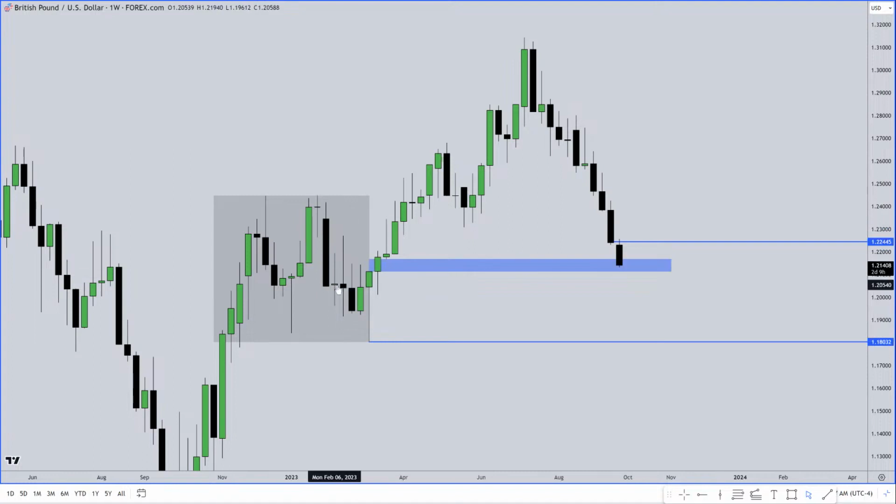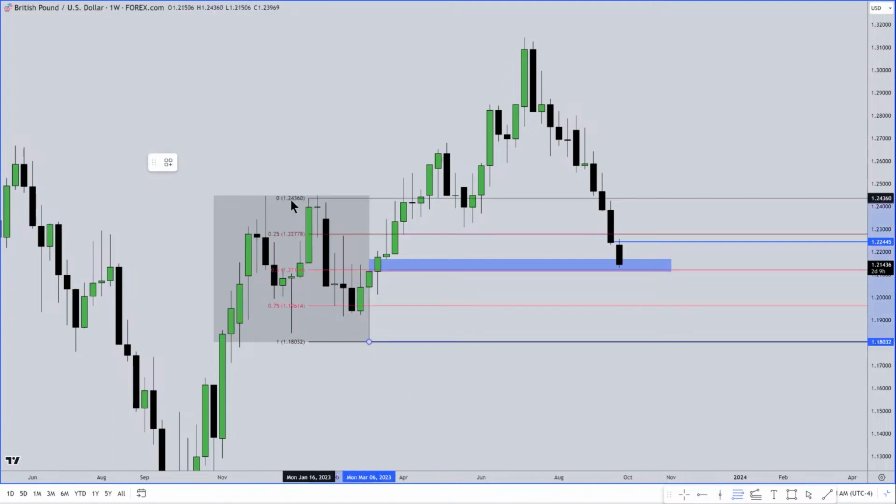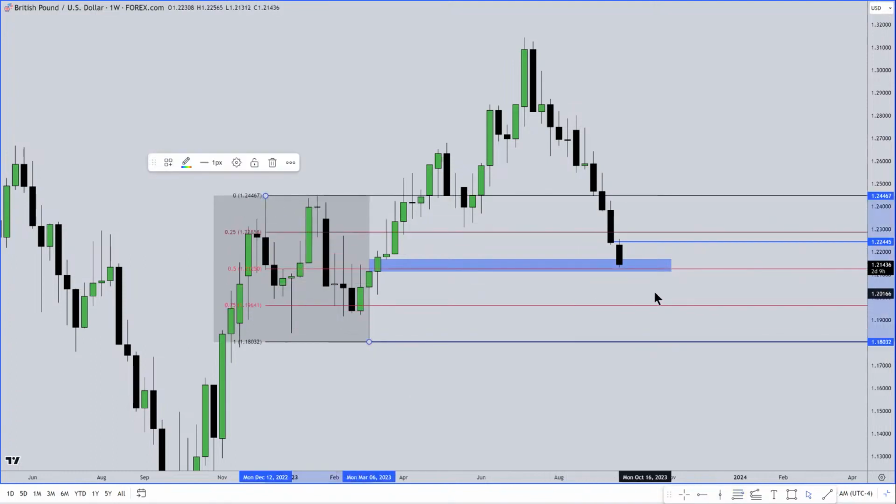Because it's a range that has bodies, it's not inefficient. So in an inefficient range, which is a gap or inefficiency, the midpoint is consequent encroachment. Whenever there is a range that has the bodies laid across the entire range, whether it be an order block or a trading range like this, its range is balanced. So a midpoint of that is equilibrium. So we would measure it like this, low to high.